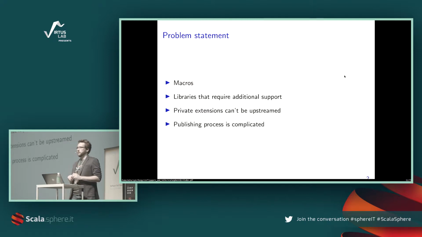Sometimes several libraries and library authors are willing to provide external support for their libraries, like custom inspections, quick fixes, and so on. Or in several cases, the code you're working on cannot be public. And enabling some additional support in IntelliJ will require you to upstream the support into our plugin, or you can build your plugin based on the IntelliJ Scala plugin and use it internally. But that's pretty much the same thing.